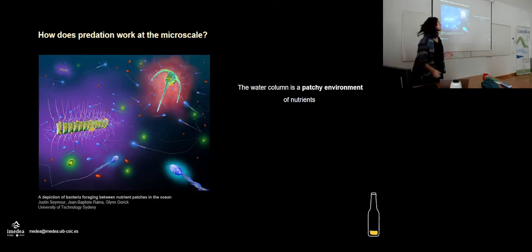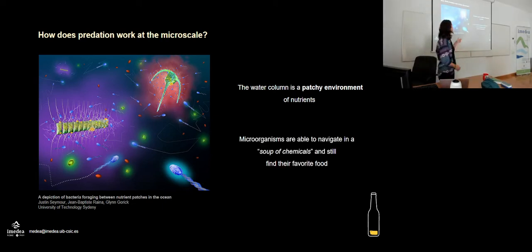In general, the water column is a very patchy environment of nutrients for microorganisms. It will be big seas of nothing, and then somewhere, some hotspots where the microorganisms can find a lot of nutrients. But even in the hotspot, it has been called a soup of chemicals in the paper from which this picture is taken. And it was shown that even in a soup of chemicals, a microorganism is able to swim and orient itself to find its favorite food.